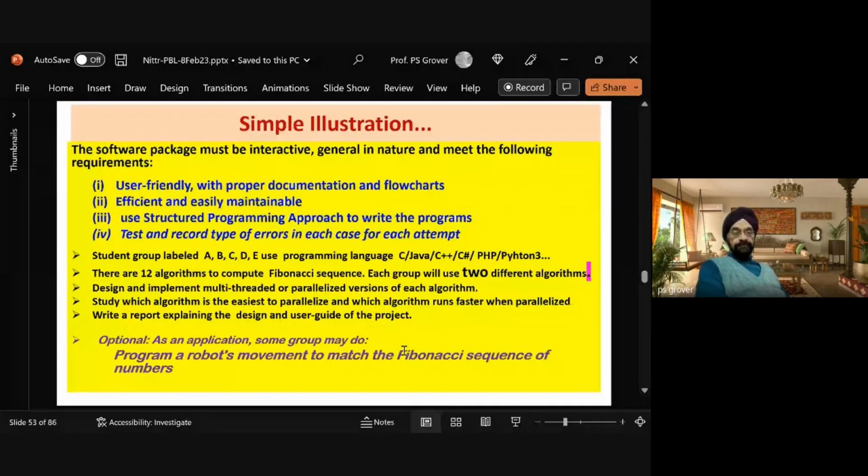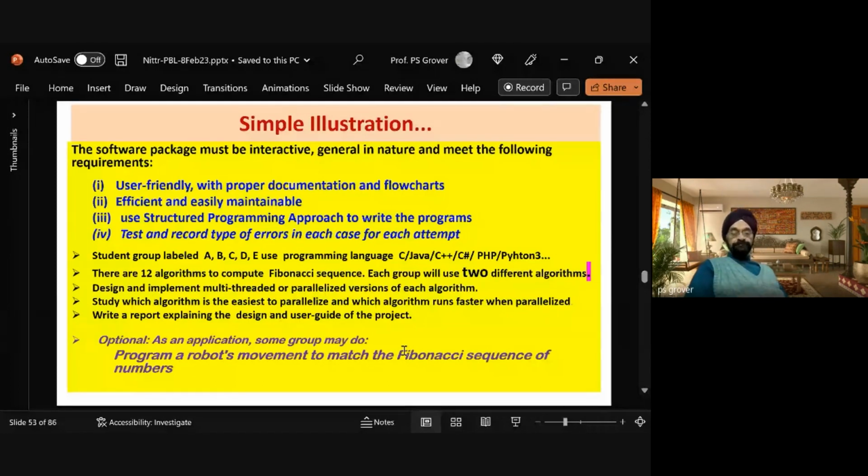Now, I also ask that it should be user-friendly, with documentation and flowcharts prepared. It should be easily maintainable. Then we use a structured programming approach, then test and record the type of errors in each case of each attempt. Now, while preparing this package, the student will be making mistakes. I'm making him learn about testing also. Then a student will be writing a program which is not efficient. I'm motivating the student to find a method of how to write an efficient program. I'm asking the student to prepare a user-friendly interface.